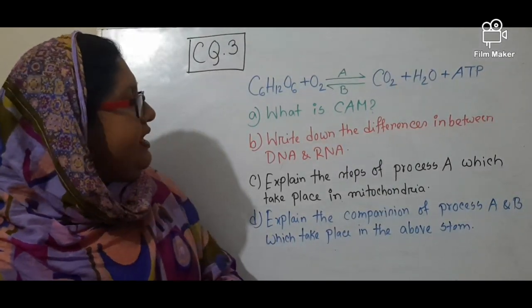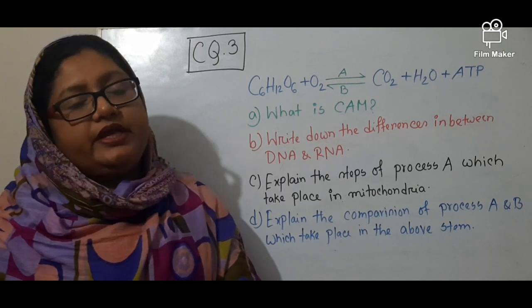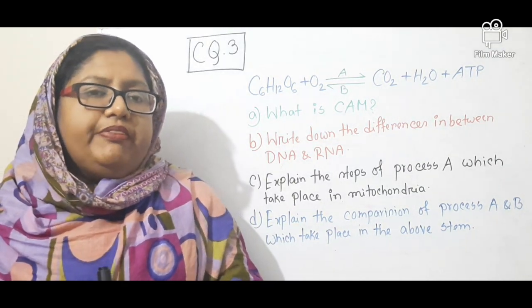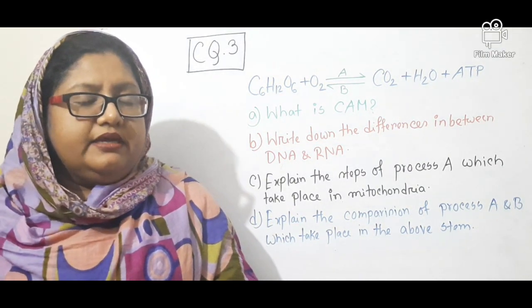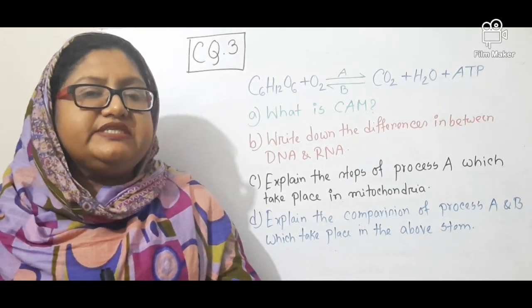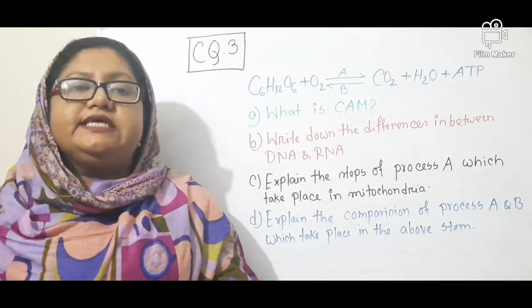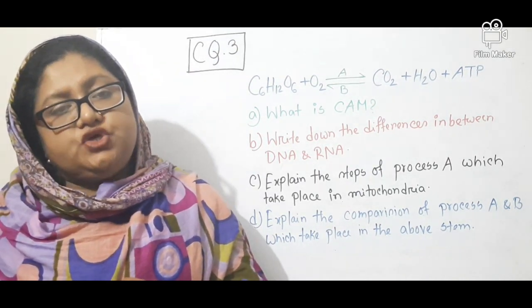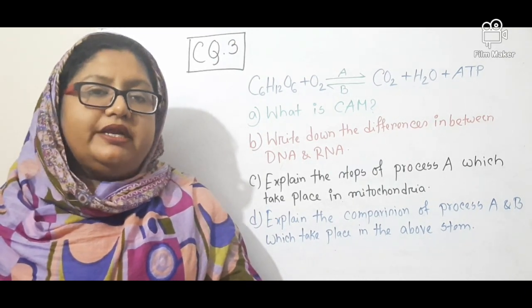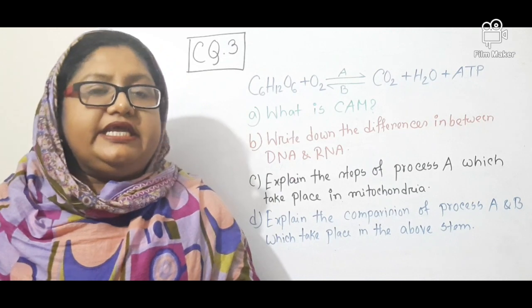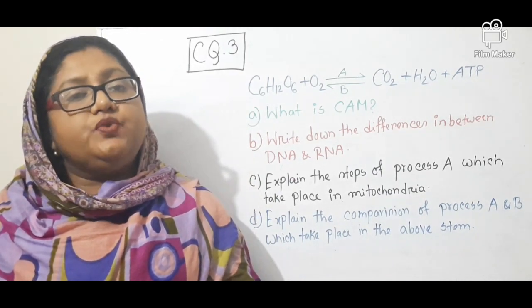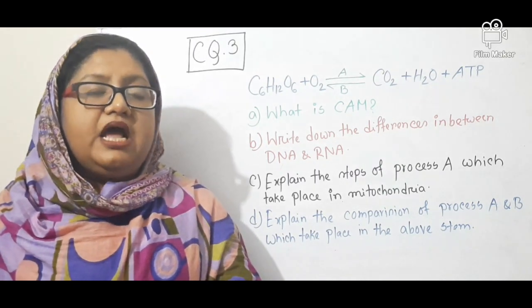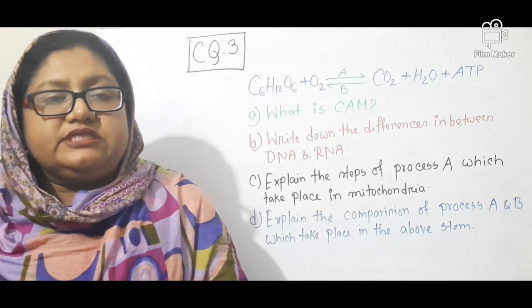Then write down the differences between DNA and RNA. You know what the differences between DNA and RNA are. There are lots of differences between DNA and RNA, but for a comprehensive question you will write at least 4 points. The first point is the full form of DNA is deoxyribonucleic acid and the full form of RNA is ribonucleic acid. In case of DNA, the nitrogen bases are adenine, guanine, cytosine and thymine. In case of RNA, the nitrogen bases are adenine, guanine, cytosine and uracil.